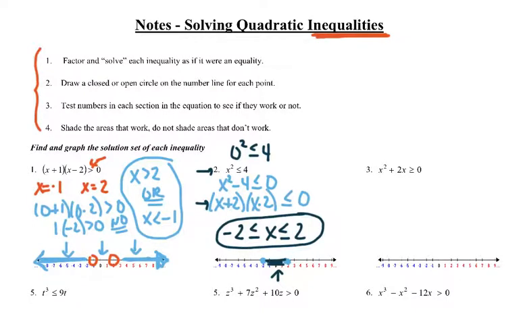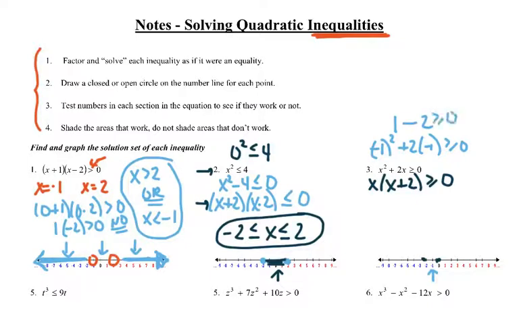Okay. Moving on, so here I have x times x plus 2 is greater than or equal to 0. This is going to give me closed circles at 0 and closed circles at -2. Now I can't test a 0, but I can test a -1. I'm going to test it in the original one. Does -1 squared plus 2 times -1, is that positive? Is 1 minus 2 positive? No, it's not. So this is going to shade out.